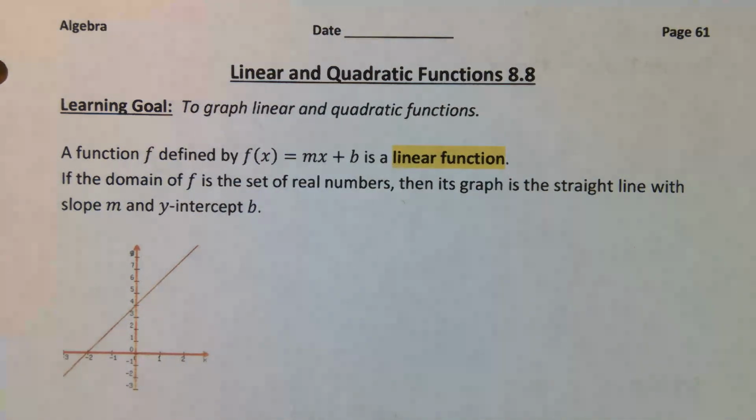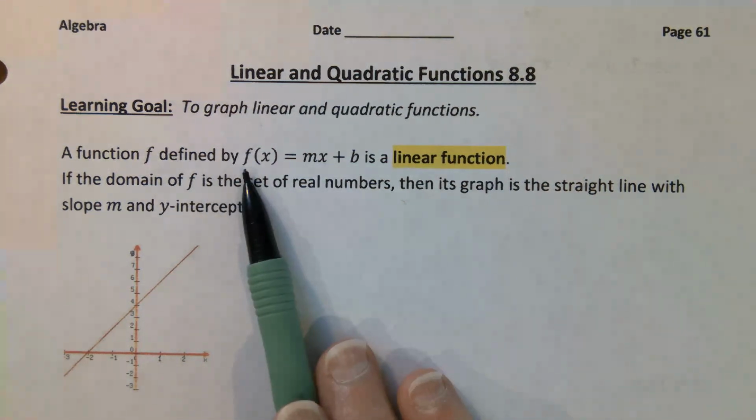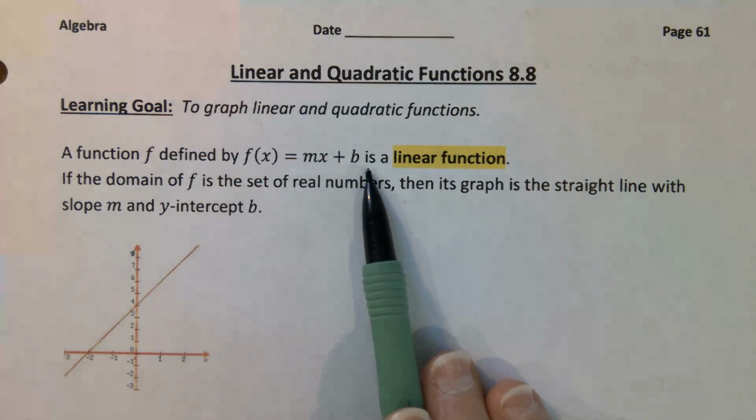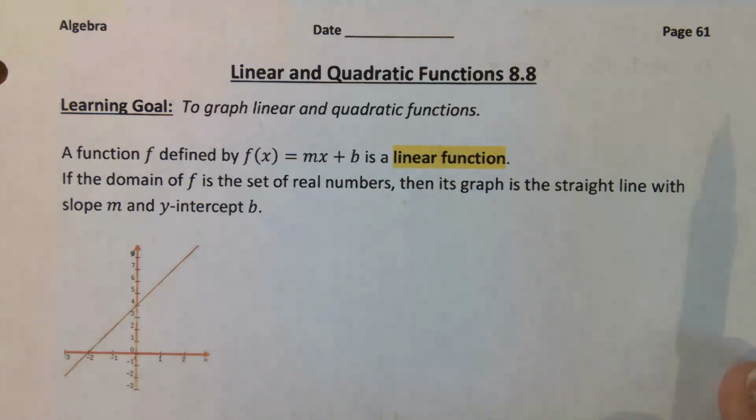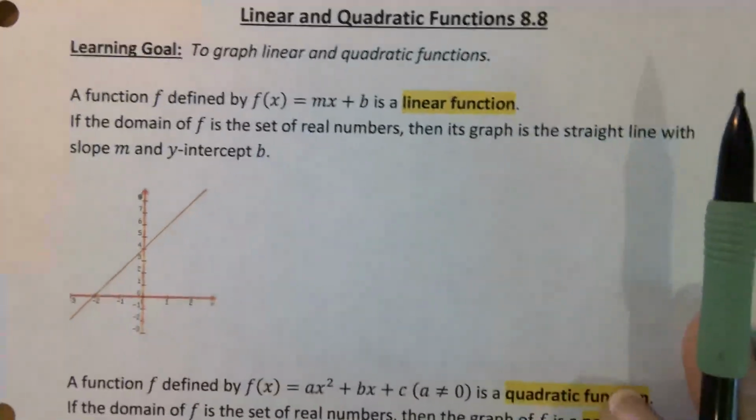Okay, but we're also going to talk about quadratic functions. So we did quadratic equations when we did all that factoring back in chapter 5. So now we're going to look at how we would graph those. So a function f defined by f of x equals mx plus b is a linear function. Okay, so we're very familiar with these now.